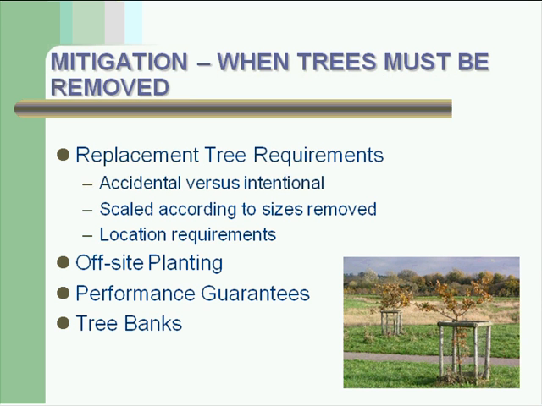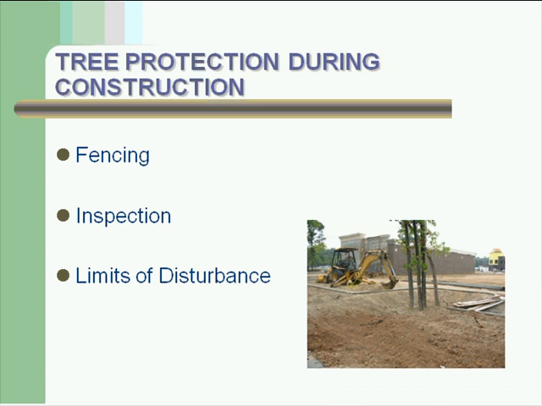One other thing I want to be sure to mention is that local governments are calibrating their requirements for replacement based upon whether the tree removal was accidental versus intentional. If a developer or the local jurisdiction can determine that the trees were removed intentionally, those kinds of replacement tree requirements for those situations are usually accelerated.